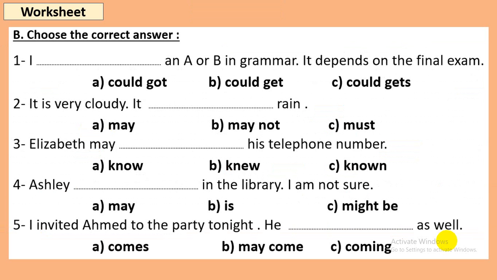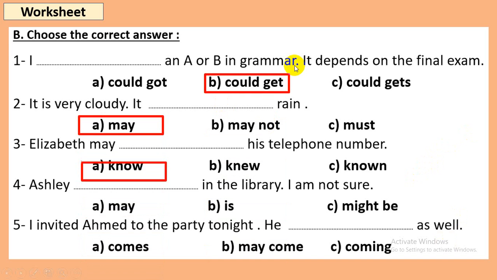I could get an A or a B in grammar. It depends on the final exam. I could get an excellent A or a B in grammar. It's very cloudy. It may rain. So I talk about possibility.